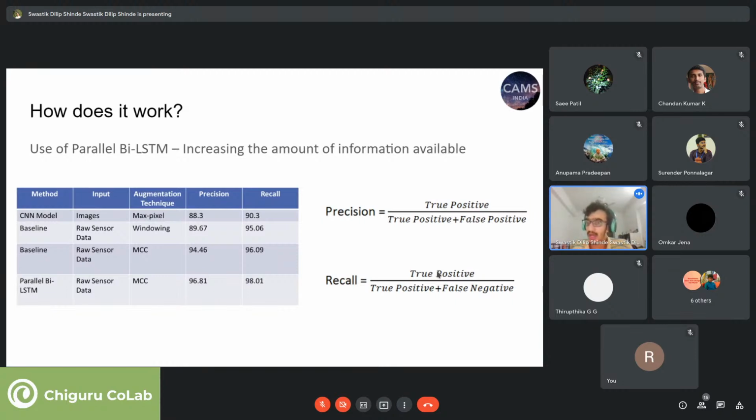So you can see that the precision of the CAMS algorithm, which is the parallel Bayesian algorithm, is about 97%. That is one of the most precise algorithms used in this classification, and that is why CAMS is currently one of the best observatories, I can say, being used for this.